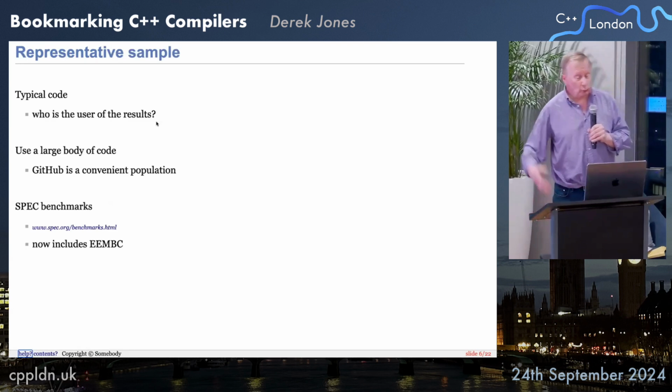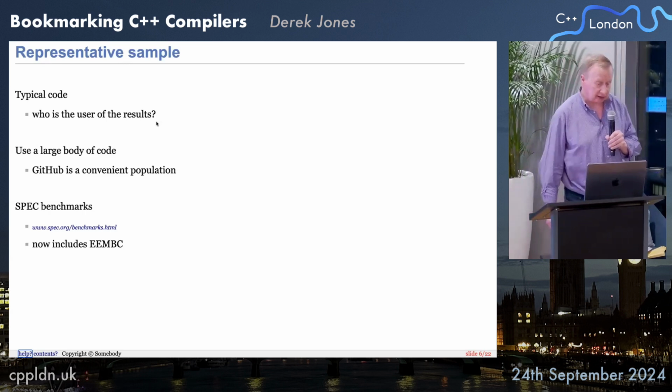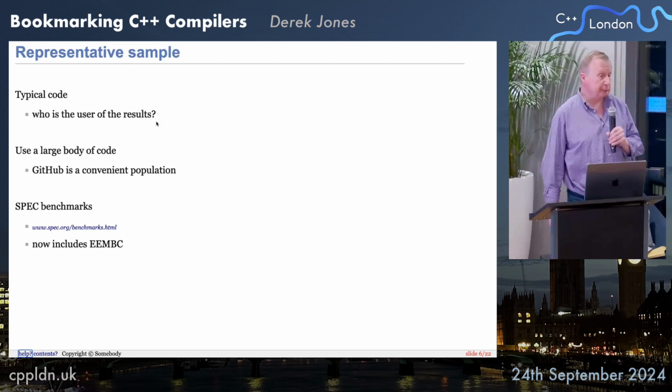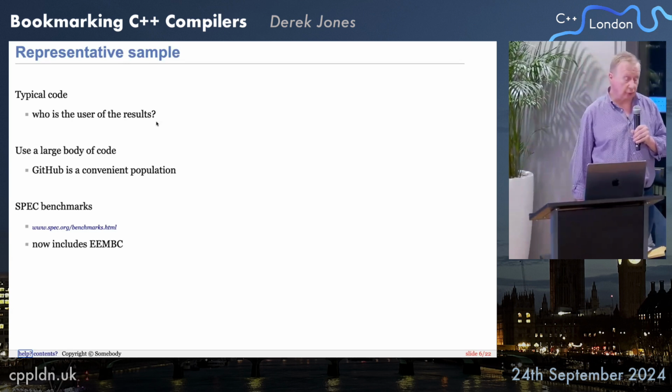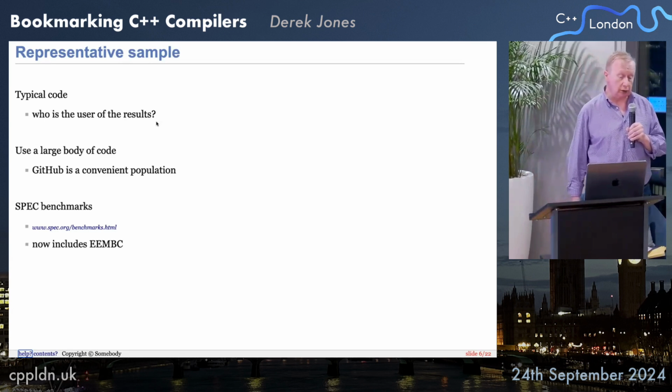So what is a representative sample? It's typical code. You've got to ask who's the end user of the results. When you're reading papers by academics analyzing code, they typically go to GitHub. There's loads of code on GitHub, let's go and get it. That's really a convenient population for them to grab. A popular benchmark for measuring the performance of compilers is the SPEC benchmarks. You can download all the benchmarks and all the results. There was an organization for the embedded world, but now they've joined SPEC, so it's all within the same organization.